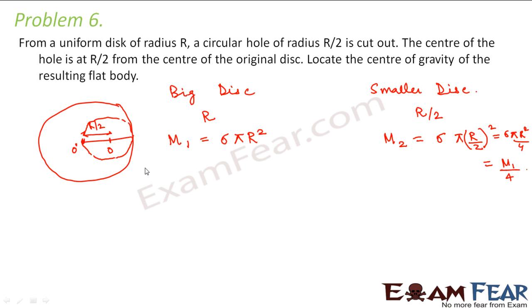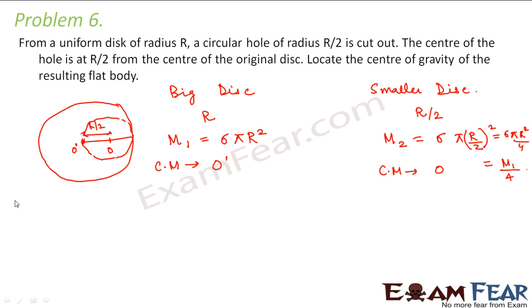Now, for the bigger disk, since it is a uniform disk, the center of the disk will be the center of mass. That is the case for homogeneous bodies. So in this case, its center of mass would be O dash. Now for the smaller disk, the center of mass would be O, because O is the center of the smaller disk. Earlier the whole system was the bigger disk plus the smaller disk. Later the small disk was cut. So the new system now is bigger disk minus smaller disk.